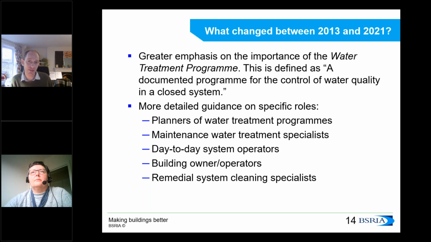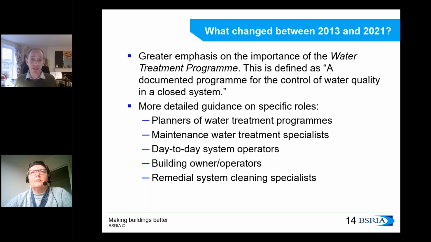One of them is the emphasis on this thing that we've called the water treatment program, because it appears that previously there wasn't a whole lot of clarity of what is the ultimate document that says, what are we doing in this building? So we said, well, there's got to be a documented program. We've called that the water treatment program. That would be planned by a specific person. So we've called that planners of water treatment programs. We haven't said who the planner of the water treatment program should be, other than that they should be knowledgeable and competent. As to what contractual relations they have, that is going to vary from project to project.